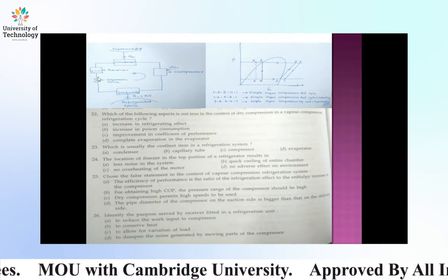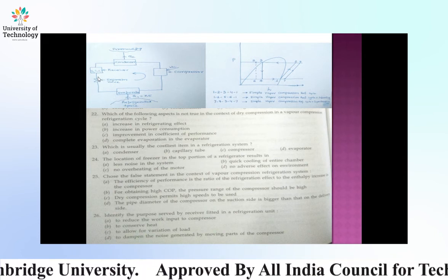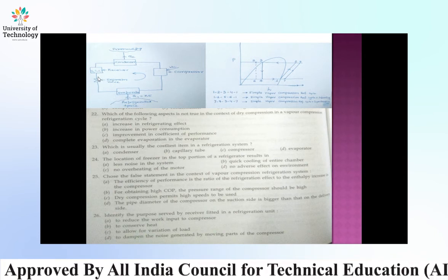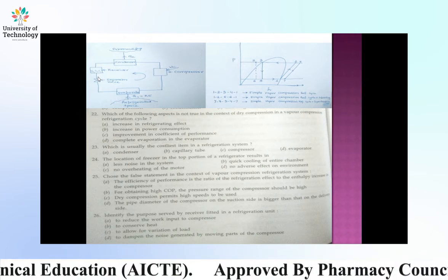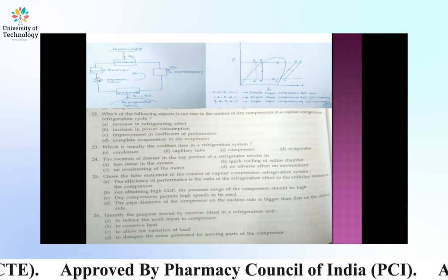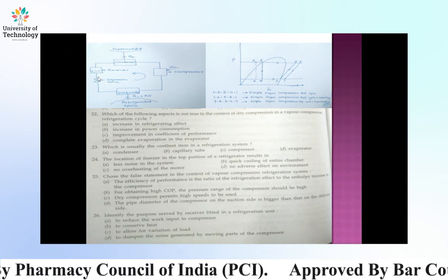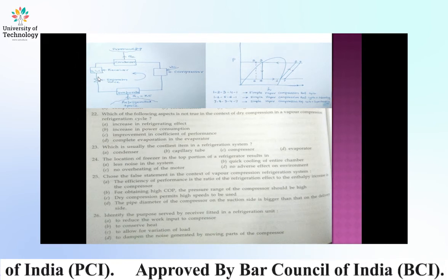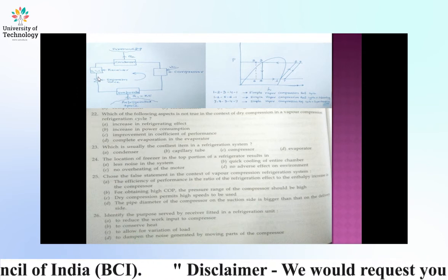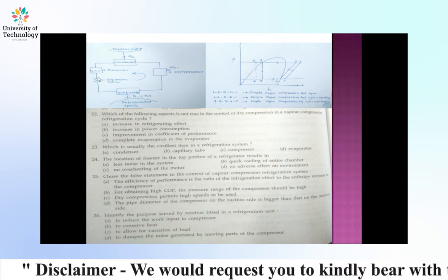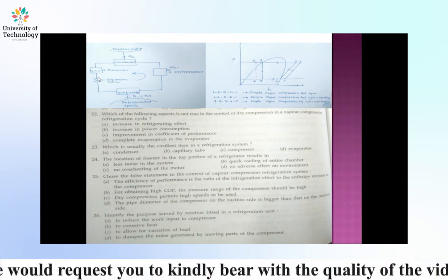To dampen the noise generated by the moving parts of the compressor: it is not used for this. So the receiver is used to receive the liquid and supply it to the expansion valve, which can be varied as per the variation in the load. So to allow for the variation of load is the correct answer. Option C is our answer for question number 26. Now question number 27.